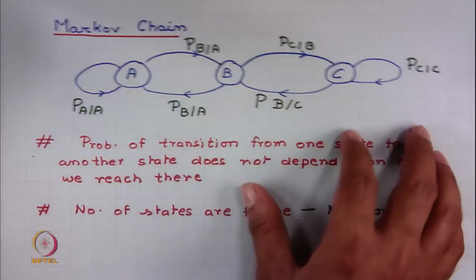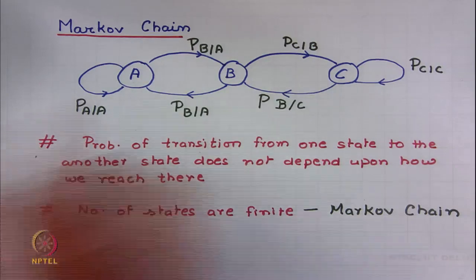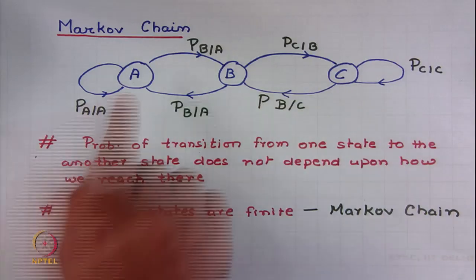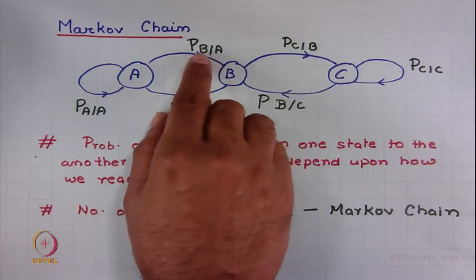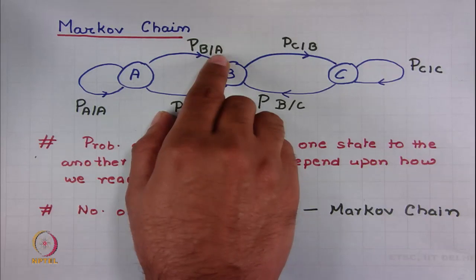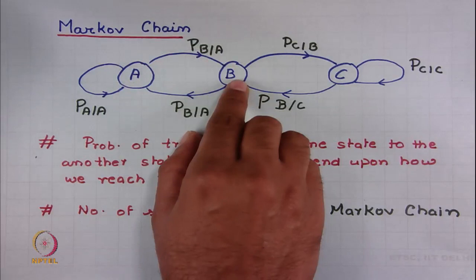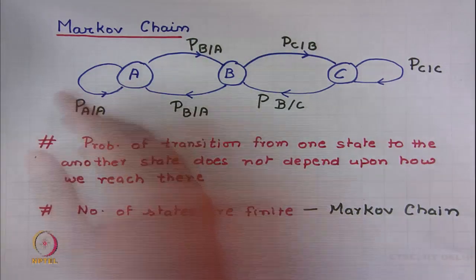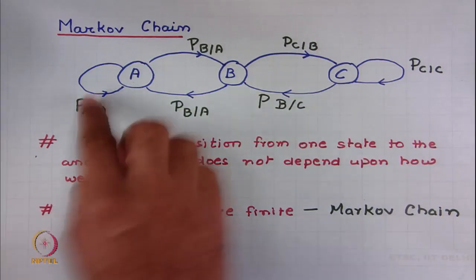So, let us first talk about the Markov process. A Markov process consists of various states. As you can see in this picture, we have 3 states: A, B and C. One thing is the states, and the second thing is the probability of transition. If you are in state A, with what probability can you move to state B? This is known as the probability of transitions.